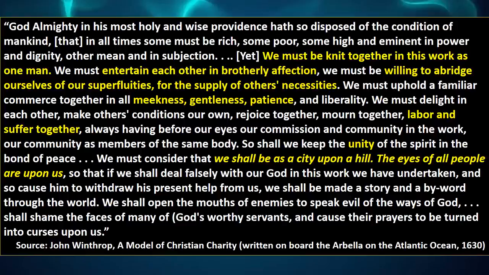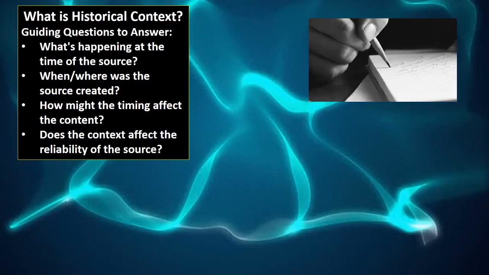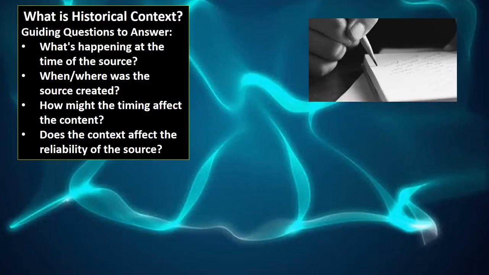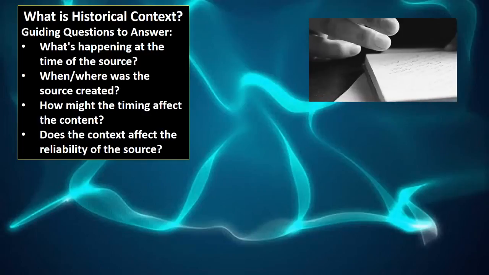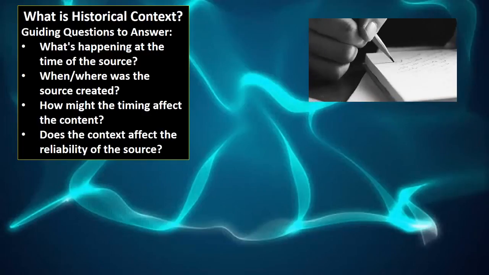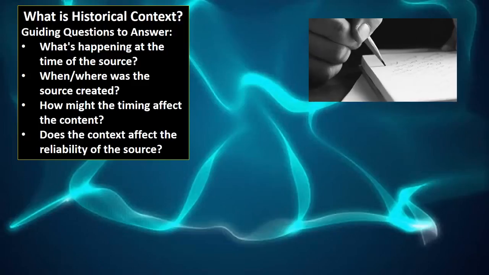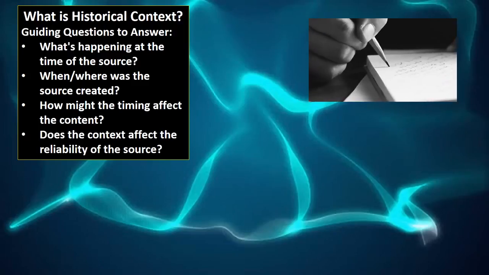This would be a good time to pause the video and read through the actual quote. But you can notice that what I've done in yellow is I've annotated. I urge my students to annotate. I see the very famous line, "We shall be as a city upon a hill, the eyes of all people are upon us." So let's look at some examples of how to HIPPO something of this nature when you get a quote for it. So what is historical context? Guiding questions to answer: What's happening at the time of the source? When and where was the source created? How might the timing affect the content? And does the context affect the reliability of the source?